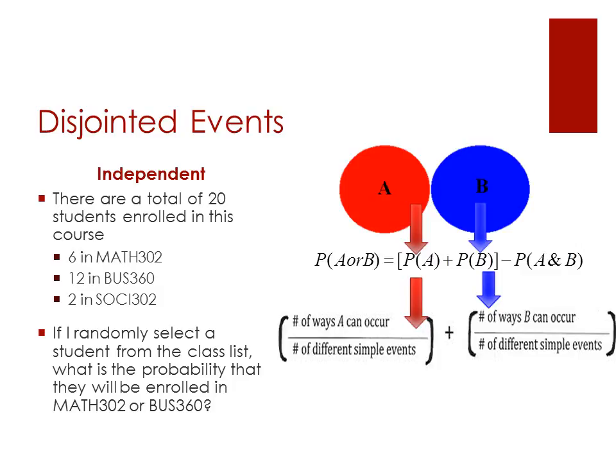So let's take a look at this for a potential problem. So we're looking at independent event. There's 20 students enrolled in this course. 6 of them are in Math 302, 12 are in Business 360, and 2 are in Sociology 302. So if I randomly selected a student from the class list, what is the probability that they will be enrolled in Math 302 or Business 360? Okay, so keep in mind we're asking from this particular class list of just 20 students, right? That's the problem that we're solving here.